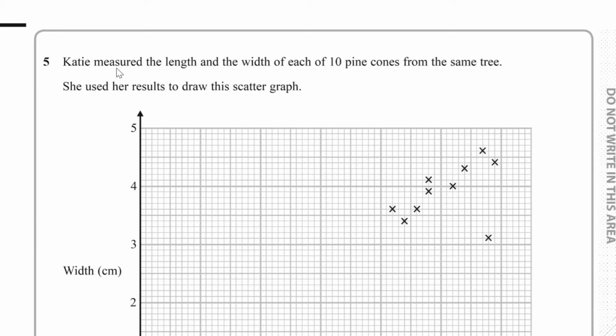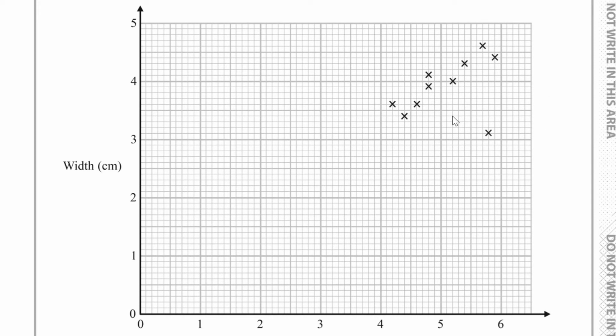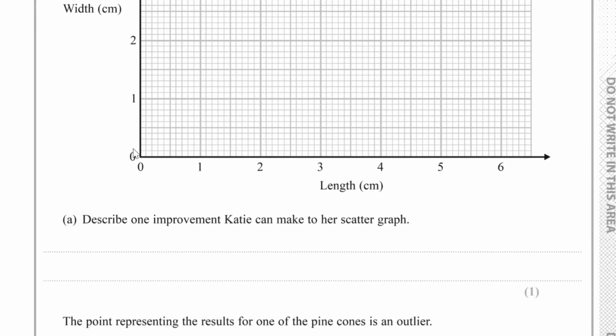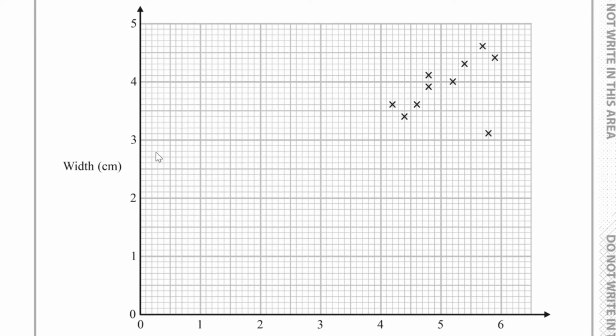Question number 5. Katie measured the length and the width of each of 10 pine cones from the same tree. She used her results to draw this scatter graph, and that's what we see here. So we've got the length and the width both in centimeters, and for part A we have to describe one improvement Katie can make to her scatter graph. Well, here you can see there's no pieces of data that's been used here. So what we can do instead is start our graph over here somewhere.